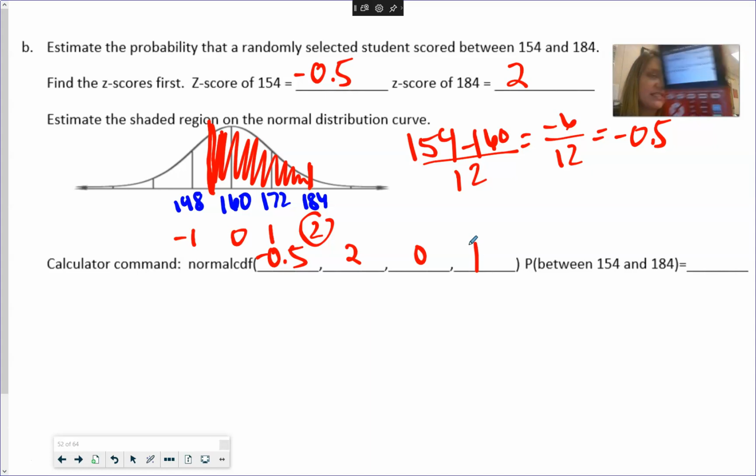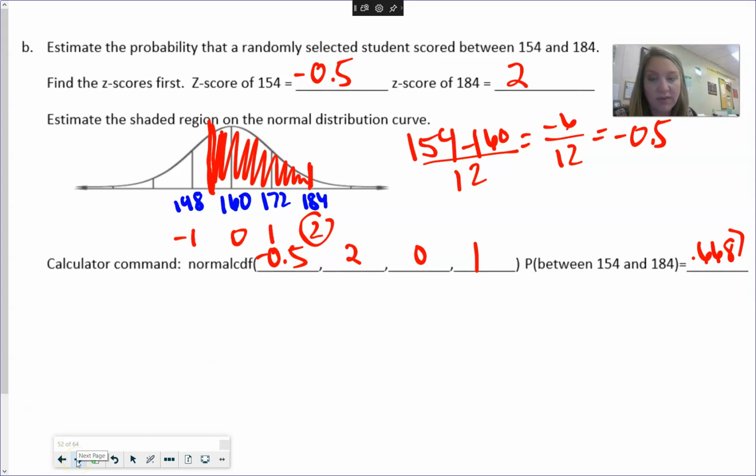I believe it is 0.6687. Yep. So 0.6687. Okay, so about a 66% chance of getting a score between 154 and 184.